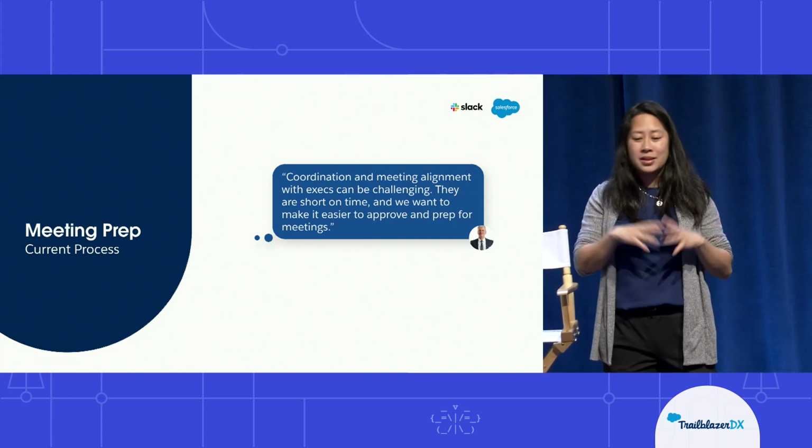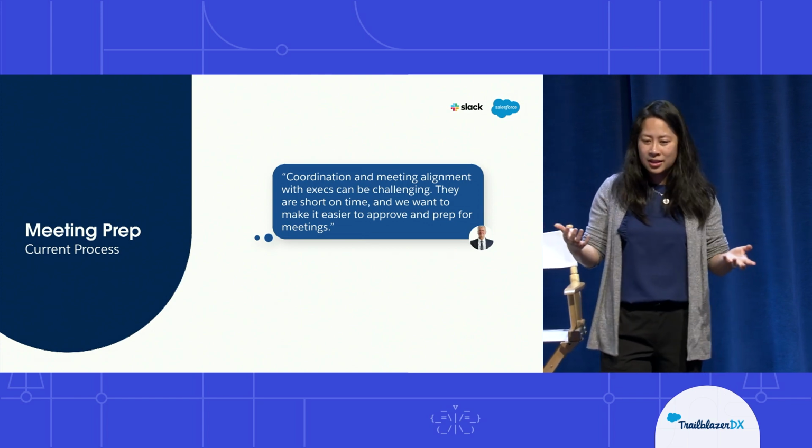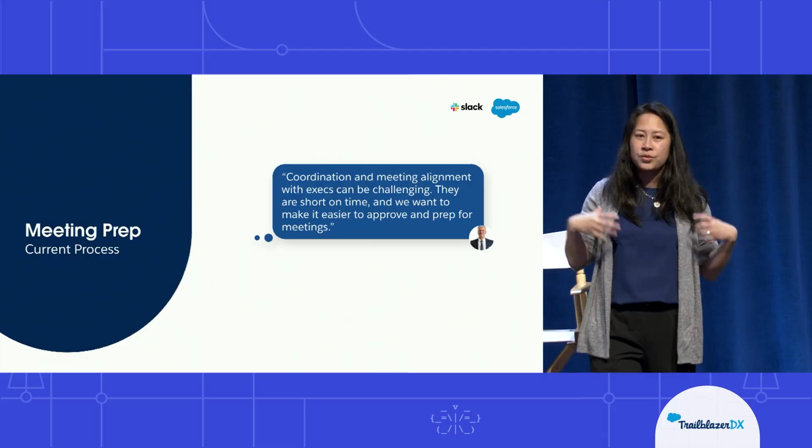Coordination and meetings with executives can be really challenging. You want to make sure that you inform your executives and want to make it easier to approve and prep for meetings. And oftentimes this isn't standardized. People have different meeting topics that they want to make sure they cover, but it can be really dispersed. It can happen over email and different communications channels, and we wanted to streamline that business process.